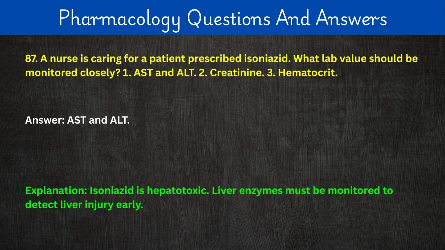87. A nurse is caring for a patient prescribed isoniazid. What lab value should be monitored closely? 1. AST and ALT. 2. Creatinine. 3. Hematocrit. Answer. AST and ALT. Explanation. Isoniazid is hepatotoxic. Liver enzymes must be monitored to detect liver injury early.